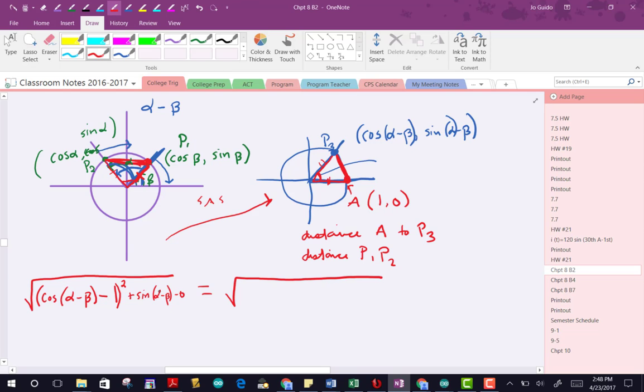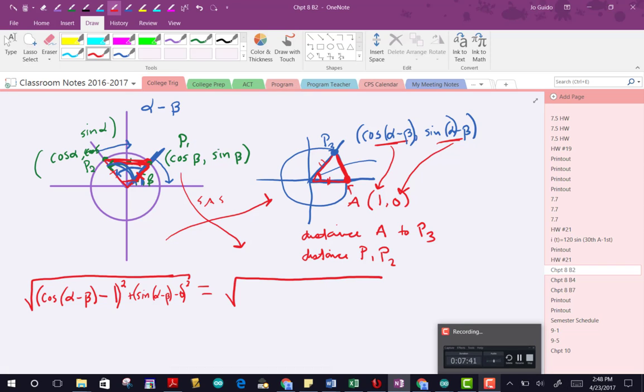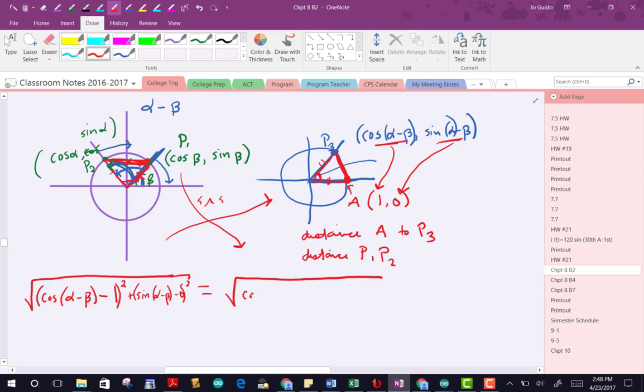And then from this triangle, we're going to get cosine of alpha minus cosine of beta squared, right? So here's cosine alpha, that's my x, minus my x. And do my y minus my y. So this will be plus sine of alpha minus sine of beta squared. Right, if I square both sides of my equation, I get rid of my square root.